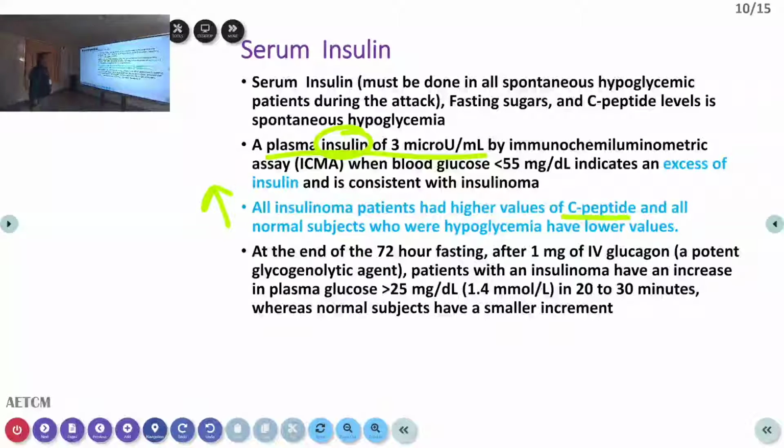Sometimes if we are missing the diagnosis in the emergency room, then prolonged fasting is required in that patient to take the insulin level. So that can also be tried. We are not going to go into the details of this prolonged fasting testing, but it is given here. You can read about that. Okay.